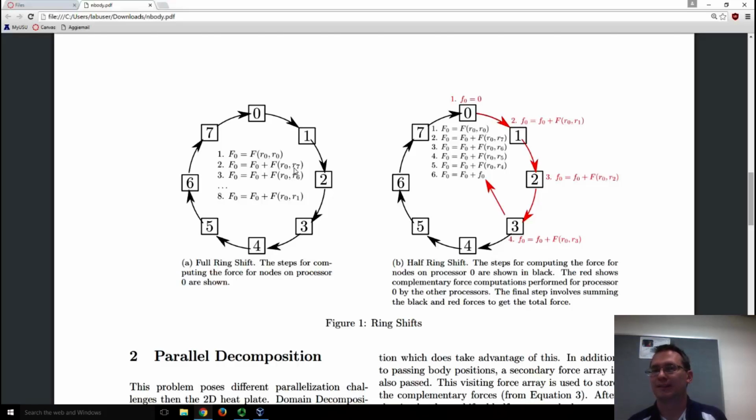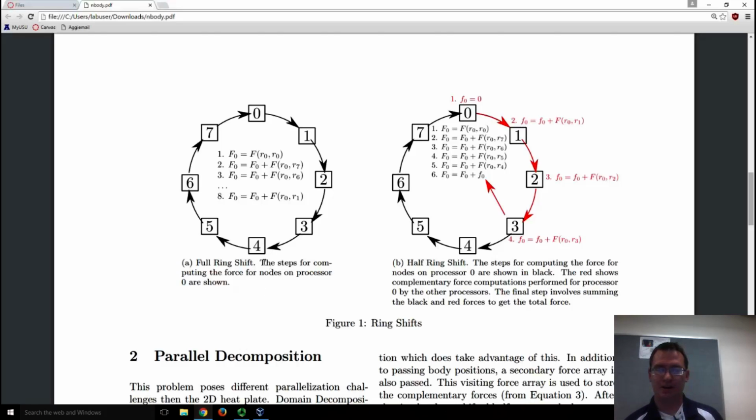Okay, so each processor is going to have two separate arrays. It's the bodies that it owns and the bodies that it's computing against. I call those the visiting bodies, because they are visiting, and then they're going to get passed on. Does that make sense? So once everyone makes it all the way around, everybody has seen all the bodies and has been able to compute all the forces. I made up this term. That's what I'm calling a full ring shift, because it goes all the way around the ring.